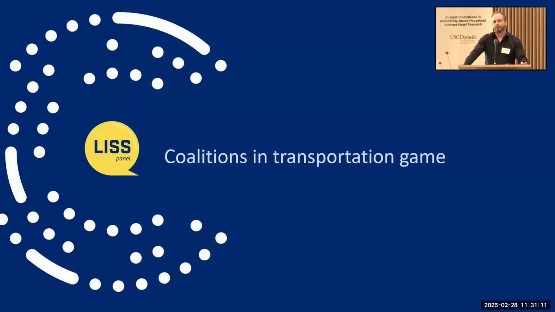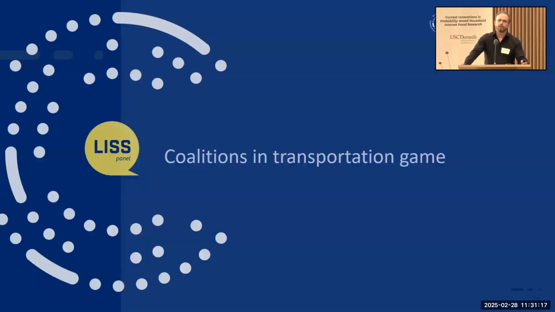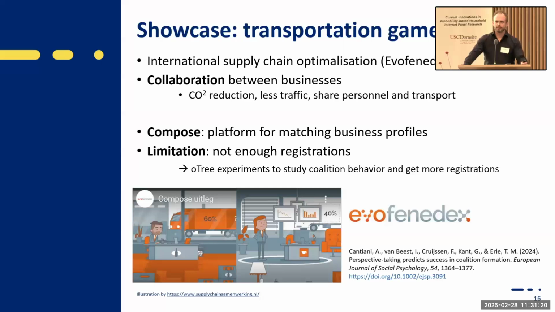Now I want to show you an example of a coalition game we fielded about a year ago. We did this for EVO Fenedex, which is an international supply chain organization. They aim to have horizontal collaboration between businesses, especially businesses moving stuff from A to B. They aim to have CO2 reduction, less traffic, and shared personnel and transport. Therefore, they started the COMPOSE project, which is a platform for matching businesses based on their profiles. You can compare it more or less to a Tinder for companies.